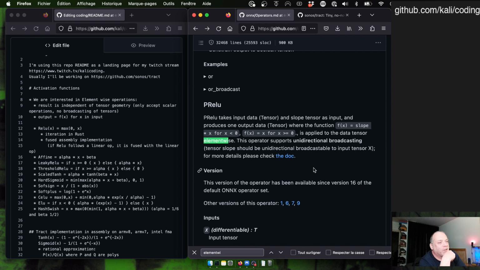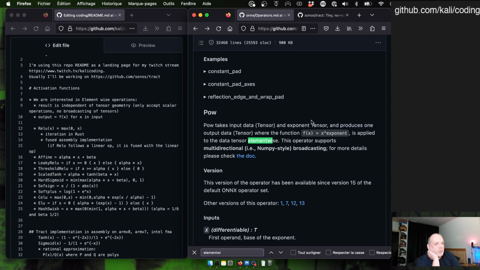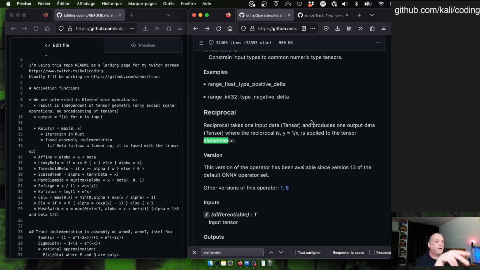Prelu. This one is not an activation function in my current definition, because the alpha is called slope here, and it's a tensor, and not a scalar. So if you apply a prelu on the result of a fully connected layer or convolution layer, every channel in the output will have a different slope. So this, at least for now, and probably for a bit of time, is not in the scope of what I'm trying to do tonight. Element-wise, POW, reciprocal, same. Reciprocal is probably a primitive that we will need, but not an activation function.